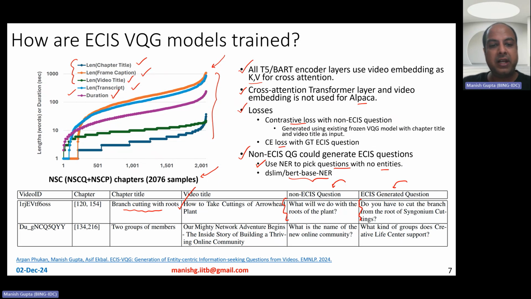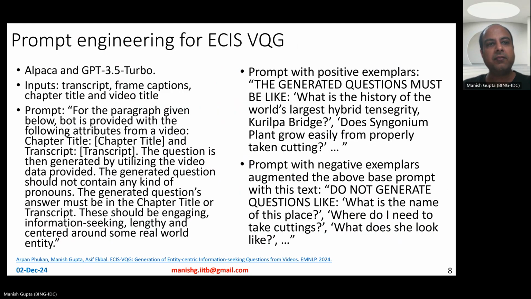Similarly, look at yet another example. Two groups of members is the chapter title. Our mighty network adventure begins. This inside story of building a thriving online community. And the ECIS question is: what kind of groups does the Creative Life Center support? Creative Life Center seems like an organization which supports certain kinds of groups. It's a pretty self-complete question, versus this one, which is pretty context sensitive: what is the name of the new online community? Well, there could be so many names. It requires a lot of context to be able to answer this, right?